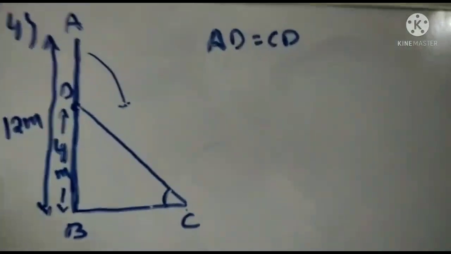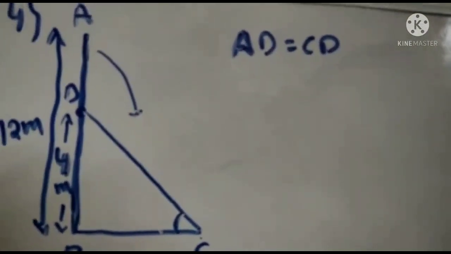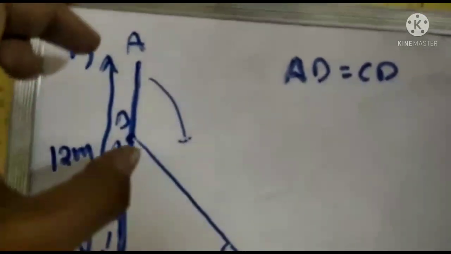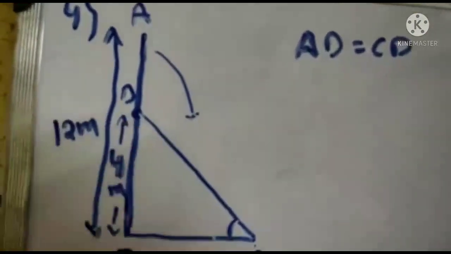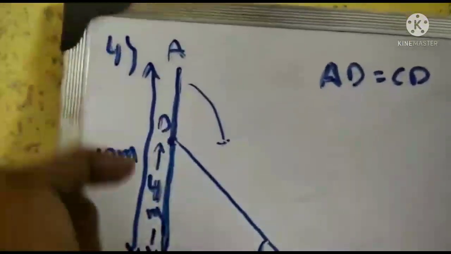This is a condition we are getting. Why? Because it is twisted, broken. So this part is broken down, that means this part is equal to this part. This AD is equal to the hypotenuse, so you can say it as CD. So AD is equal to CD.